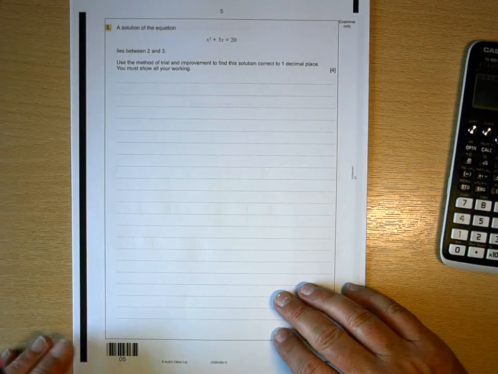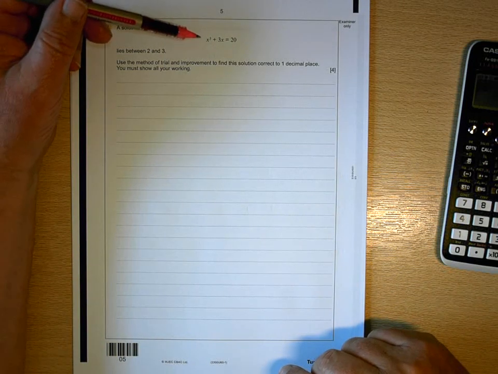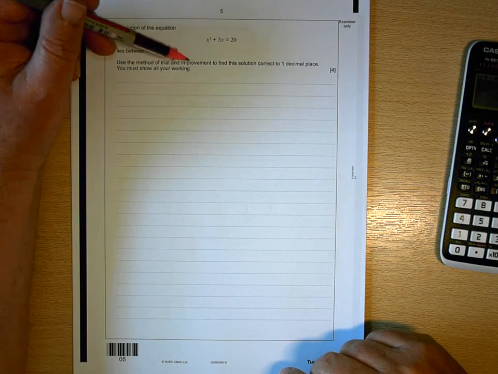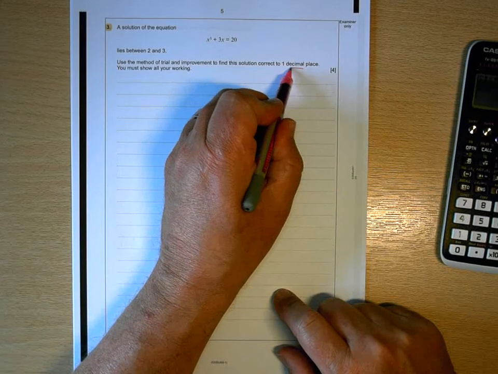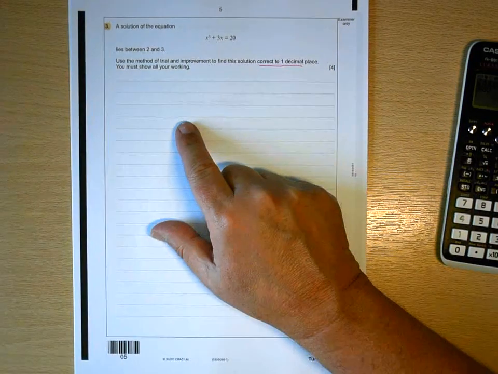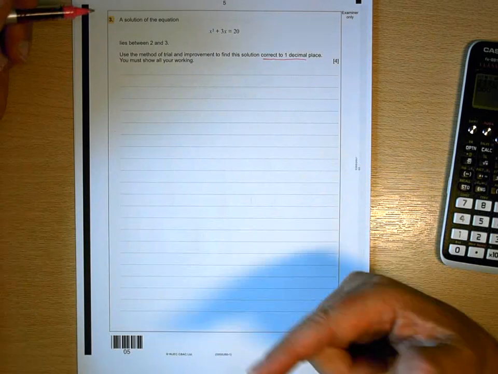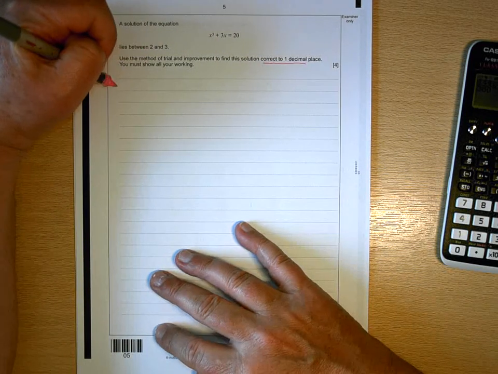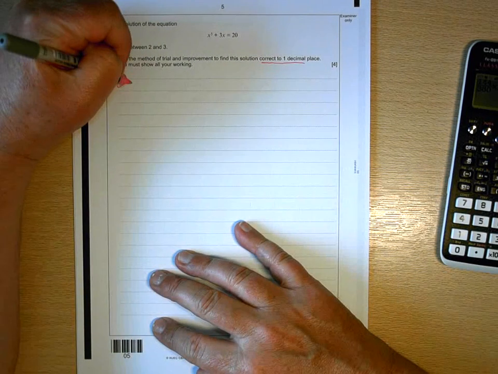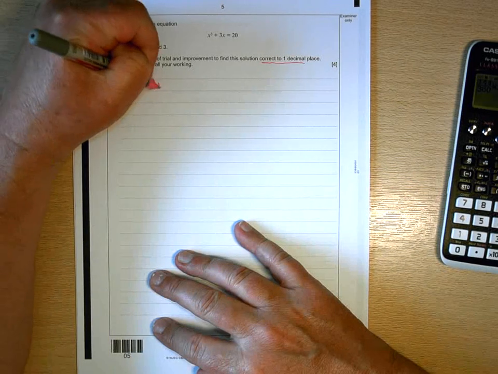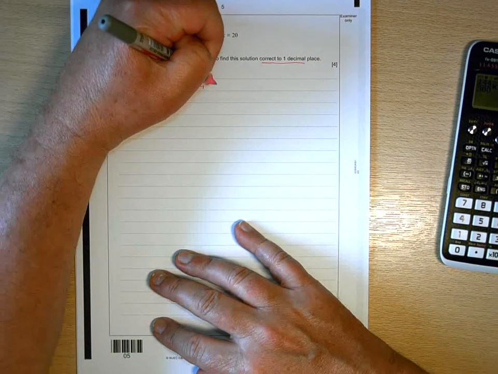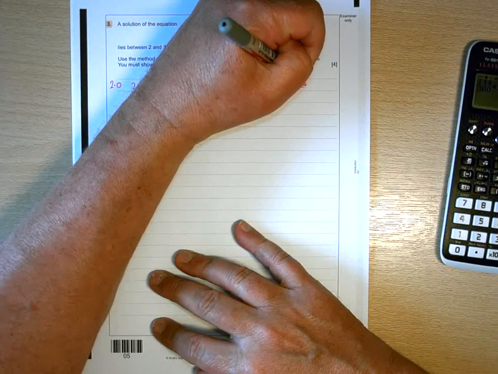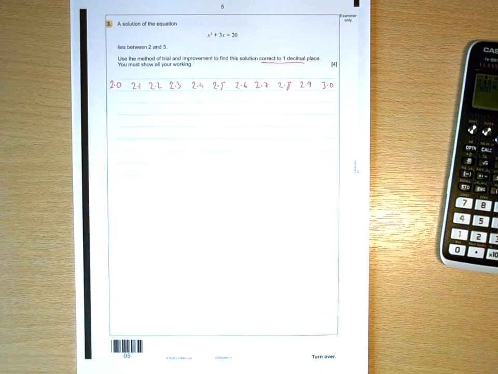Question 3, trial improvement. A solution of the equation x cubed plus 3x equals 20 lies between 2 and 3. Use the method of trial improvement to find the solution correct to 1 decimal place. You must show all your working. Okay, so when we practice these, I kept banging on about the clear method to work with. So my answer is going to be 2.0, 2.1, 2.2, 2.3, 2.4, 2.5, 2.6, 2.7, 2.8, 2.9, or 3.0. One of those is my solution.